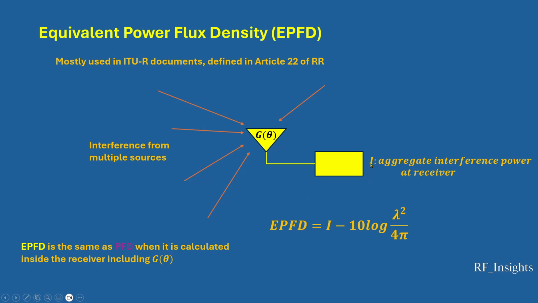Then if you use this I, which already includes the gain of the antenna, to calculate the PFD, it is not a PFD anymore, it is called EPFD. So this side of the formula is exactly the same as the PFD, but this side is not called PFD anymore because it's calculated inside the receiver, not outside the receiver on a point in the space, right? So in other words, EPFD is the same as PFD when it is calculated inside the receiver and it includes the gain of the receiver already.